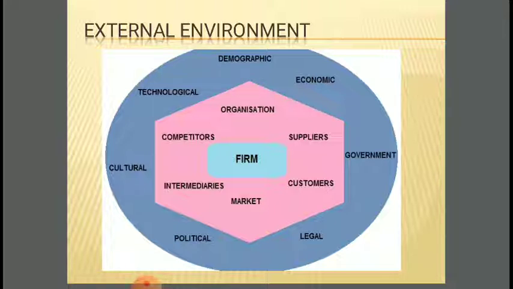Here I have come up with one of the diagrams. Here three circles are there. In the smaller circle, firm is written. Then in the pink circle, suppliers, customers, marketing intermediaries, competitors are there. And in the biggest blue circle, demographic, economic, government, legal, political, cultural, and technological environments are there. See, this blue circle and pink circle collectively are known as external environment.